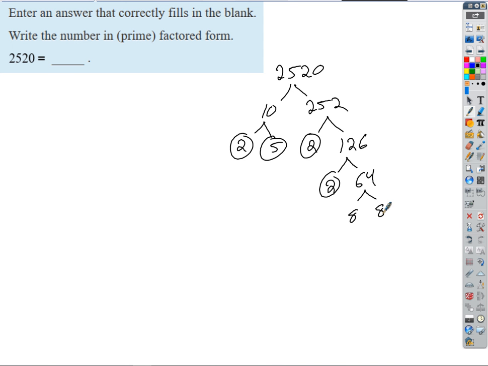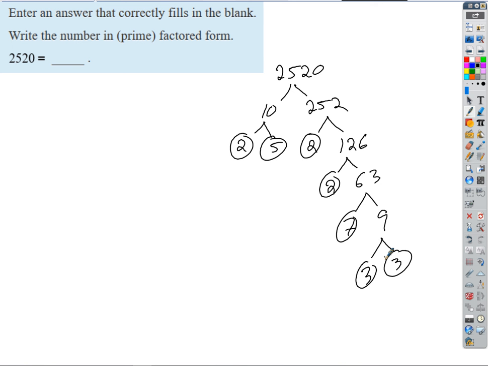Did I do that wrong? 63, there we go, yeah, thank you. I didn't think it seemed quite right. There we go, 63. What about 63? 7, which is prime, and 9, and 9 is 3 and 3. So there's all of our prime factors.